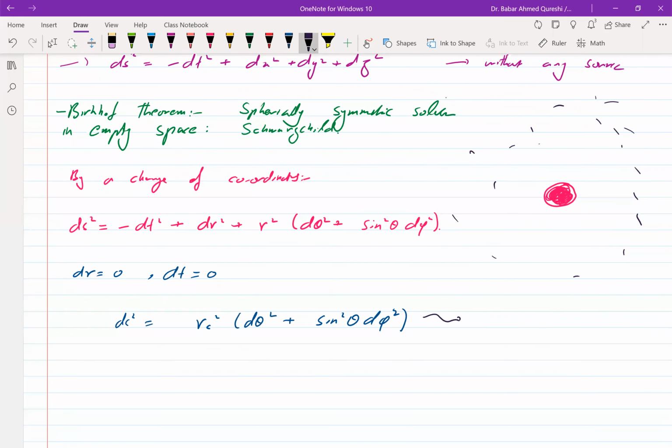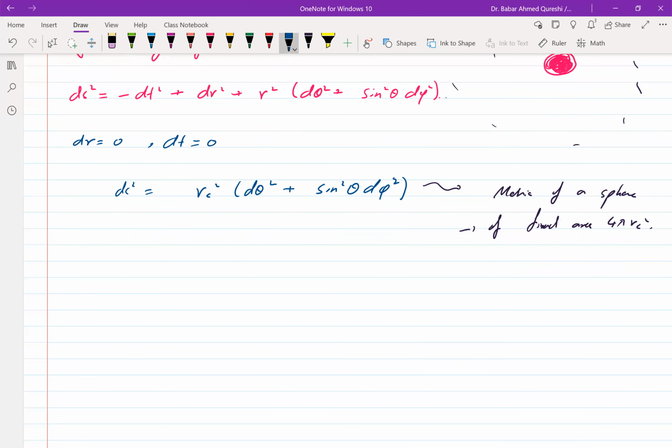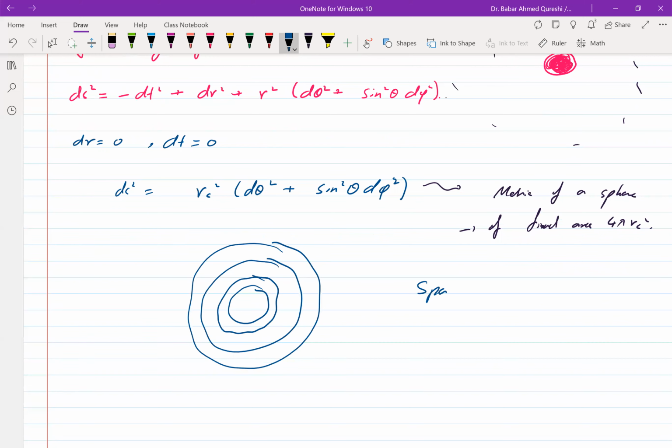And since we recognize it as the metric of a sphere of fixed area 4 pi r_c squared, we can compute this area using this metric. What we have in this case is that at each constant value of r and t, we have a sphere. So the space-time, you can think of it as being foliated by these spheres. At each t value, you will have a foliation in R^3 using these spheres. This is true for the Minkowski case.